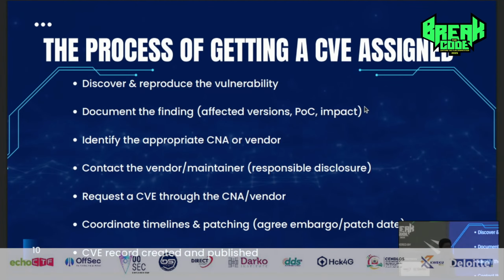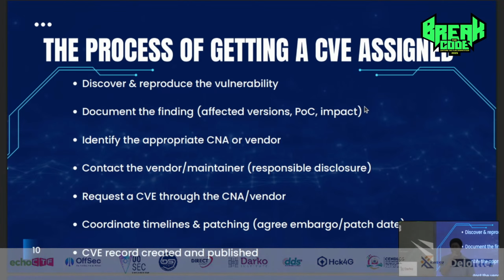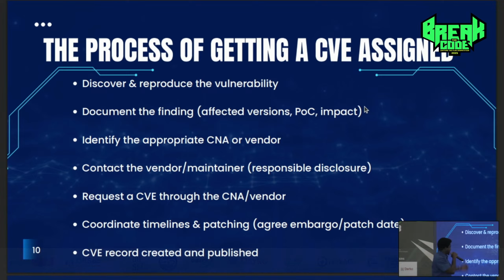Now that we have gone through the process of identifying a vulnerability, how exactly do we get a CVE assigned to our vulnerability? The first and most important thing is what we've talked about: you need to discover and reproduce the vulnerability. The second thing is you want to document the finding, because in later steps you would have to contact the vendor and inform them about that particular vulnerability. You need documentation to be able to explain, and for the vendor themselves to be able to reproduce that vulnerability and verify that it exists in that software.